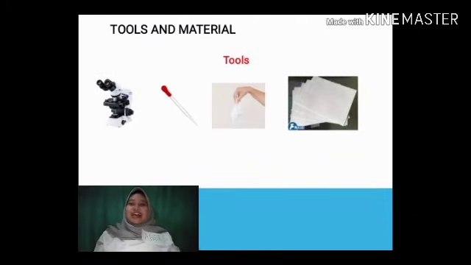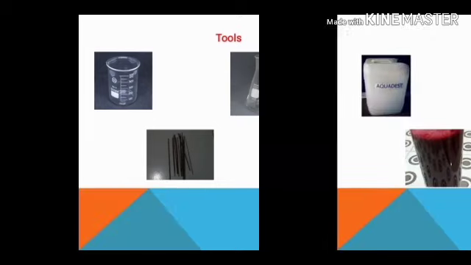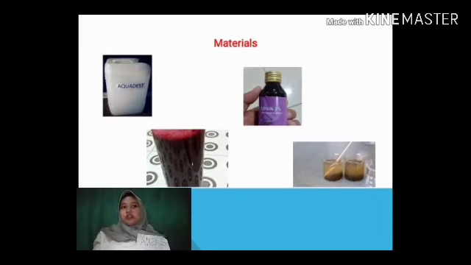Tools and materials. The tools include: 1. Microscope, 2. Dropper, 3. Filter paper, 4. Tissue, 5. 500 milliliter beaker, 6. Sticks, 7. 500 milliliter Erlenmeyer flask, and next the object glass and cover glass. And the materials include: 1. Aquadest, 2. 2% solution of eosin, 3. Beetroot juice, and then sample pieces with alcohol.